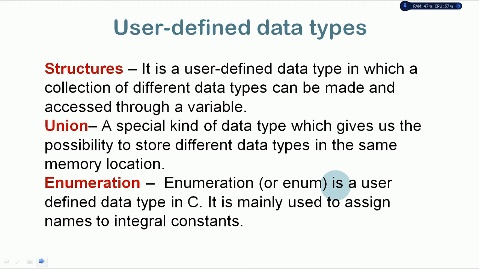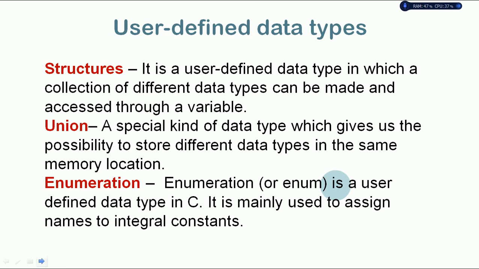Now coming to union. Both structure and union are used for the same purpose. The only difference is that structures hold the data separately for each and every data member of that particular structure, whereas unions provide the possibility to store different data items in the same memory location. That is the difference between structure and union.